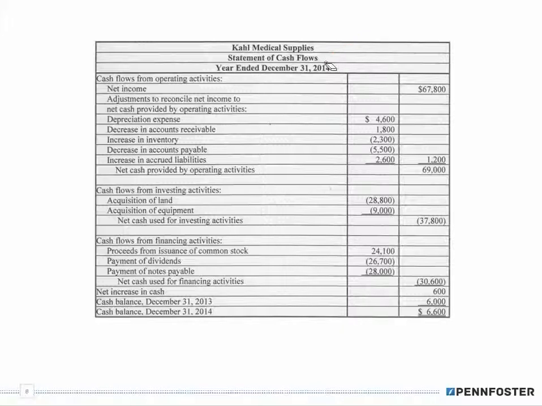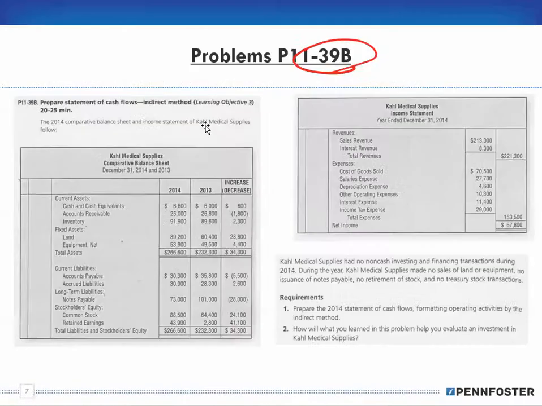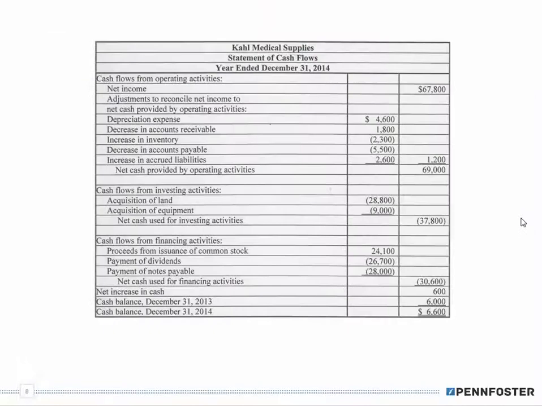Okay, right. So you're going to have to glean the information as you go through all of this information here. So you start out with your net income of 67,800, and you put that on your statement of cash flows.